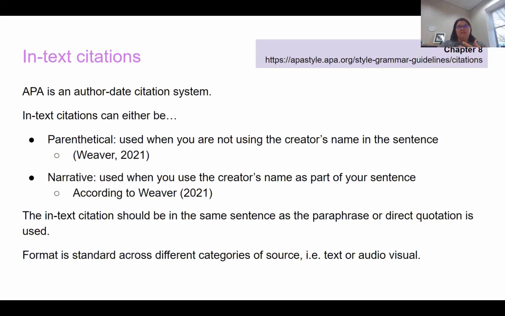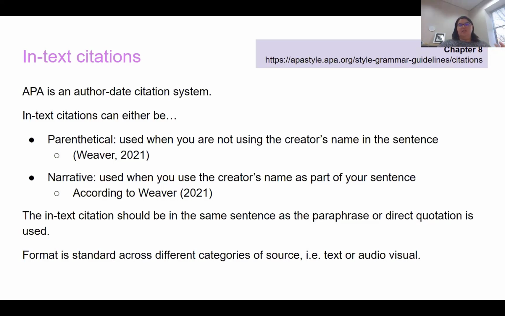These in-text citations can either be parenthetical. So when you're not using the creator's name in a sentence, you're just putting that name within parentheses, followed by a comma, and then the date of publication. Or they could be narrative. This is when you actually are using the author's name in a sentence, either as a subject or referring to them that way. In that case, you're only putting the publication date in those parentheses.